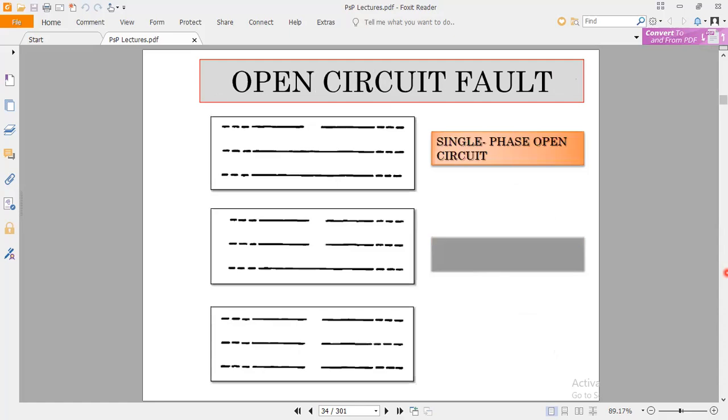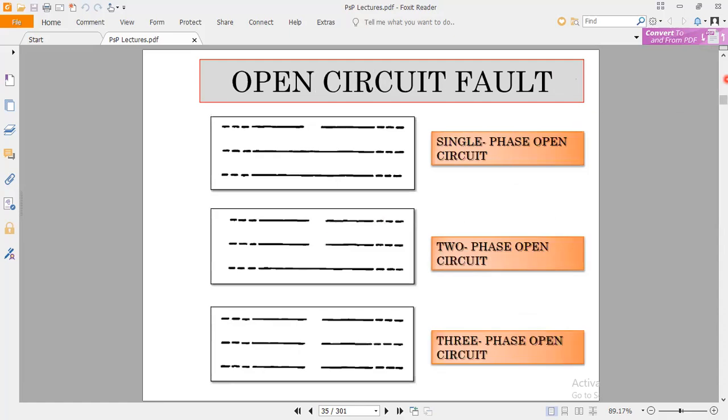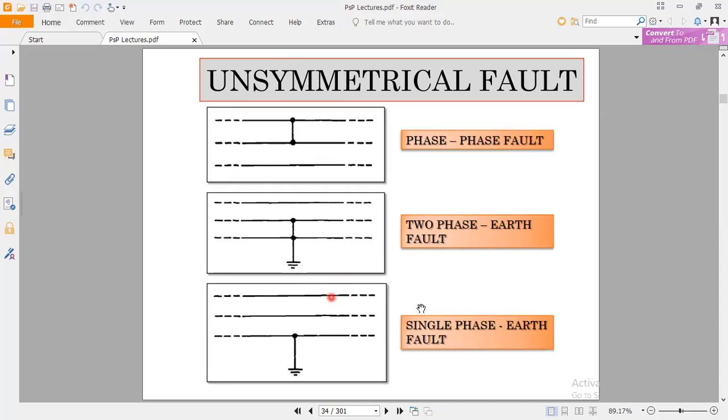And what is the fourth category of fault? I think it is not mentioned here, but can anybody of you tell me what the possibility of a fourth category of unsymmetrical fault is? Sir, three phase.